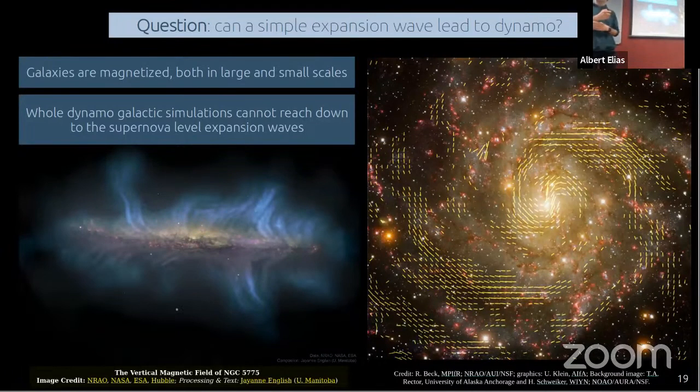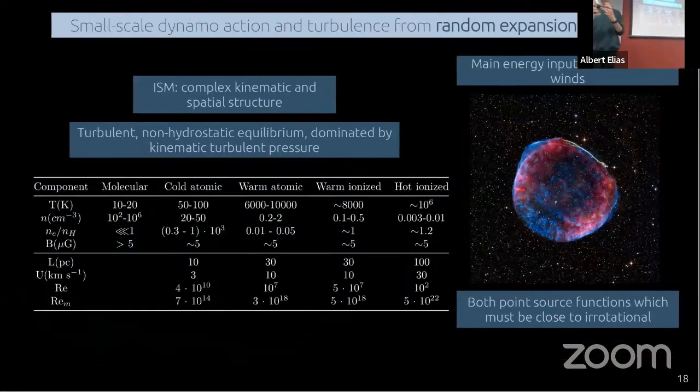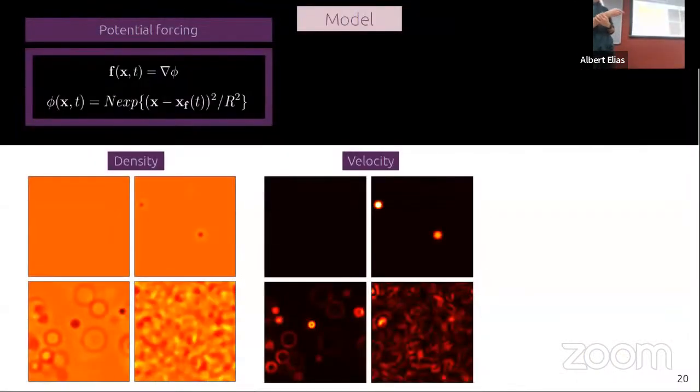And then the other question is, if you are talking about supernova explosions, we know that it involves relativistic speed. And your equations are not relativistic. Yes. Apart from that, because the size of the explosions is 50 parsecs, and I don't know how much the velocity of the supernova has decreased when it's expanding to 50 parsecs. I don't know. But no, this is more like a theoretical work: could we get dynamo action using only expansion waves?